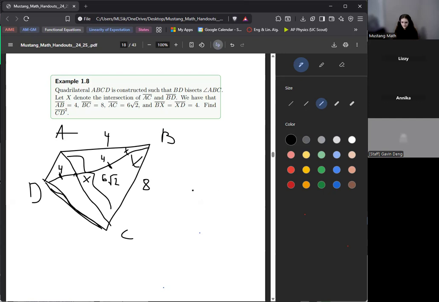So in this case, I'll draw a better diagram, but what ideas could you have to solve this problem? Whenever we have a lot of side lengths like this, especially with angle bisectors, it's a really good idea to look for similar triangles.